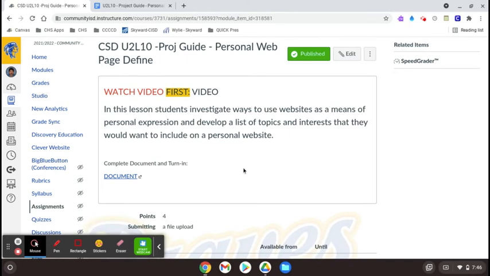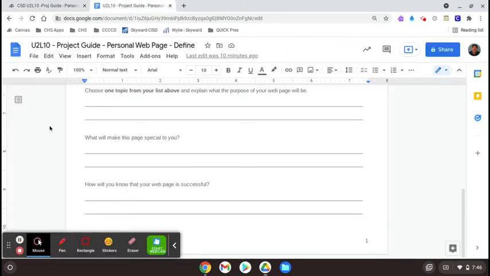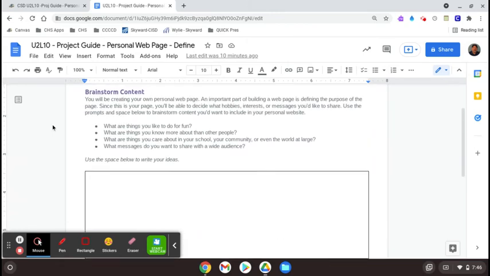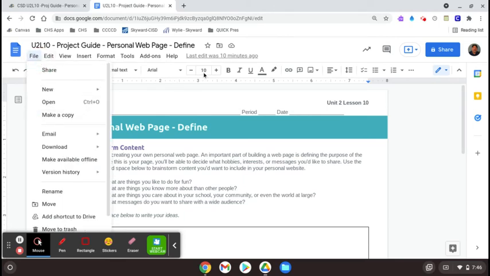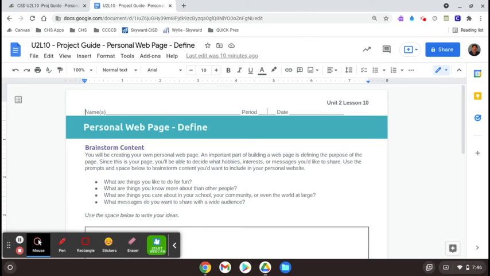So what you're going to do is go to this document, and it'll open up this document right here. Remember to make a copy by going to File and make a copy. That way you have something to turn in, and everybody needs to turn in their own sheet. It's not a group project.